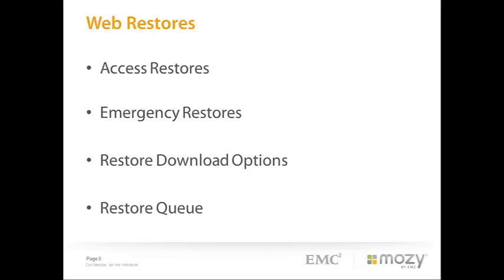Download options then within the Restore window online. So you have a couple of download options. There are 4 download options on the Web Restore interface.